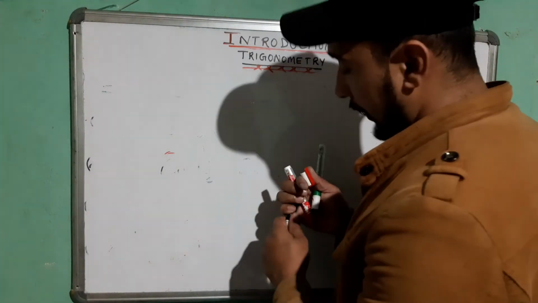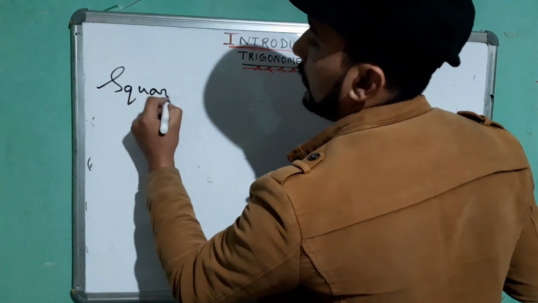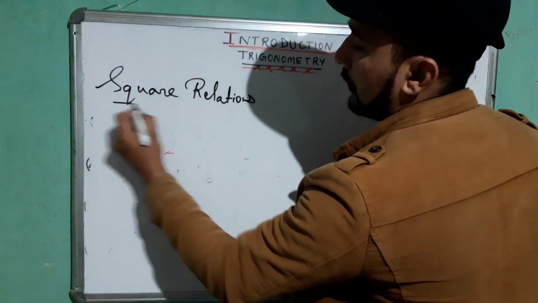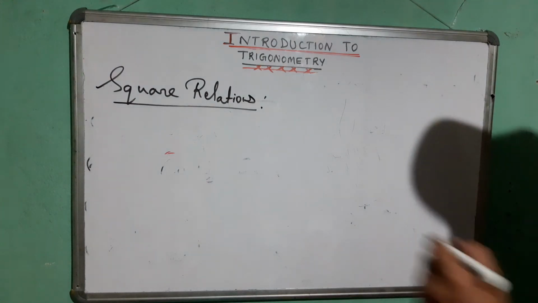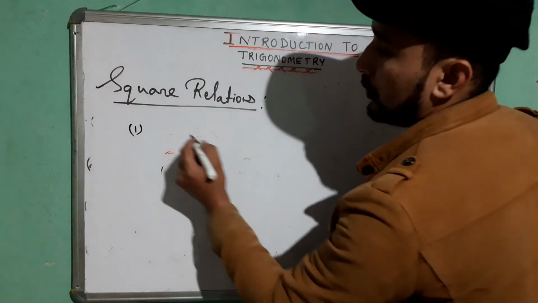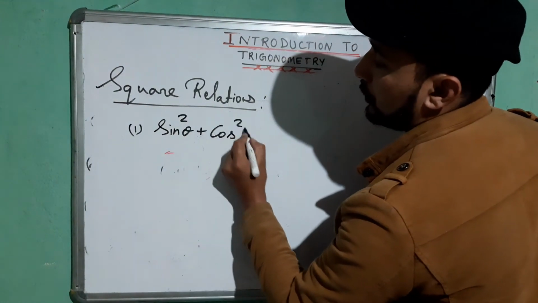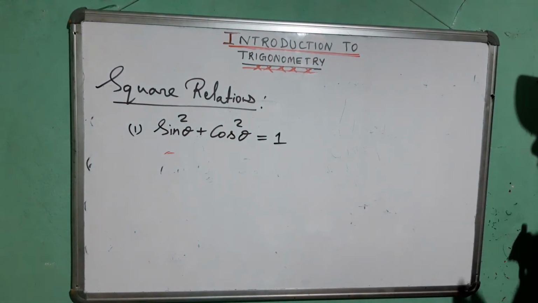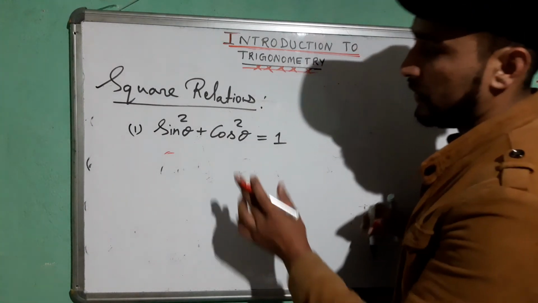Okay. Now next is square relations. Number 1, you have the square relation between sine and cos. Sine square theta plus cos square theta is equal to 1. From here you can derive two different formulas.